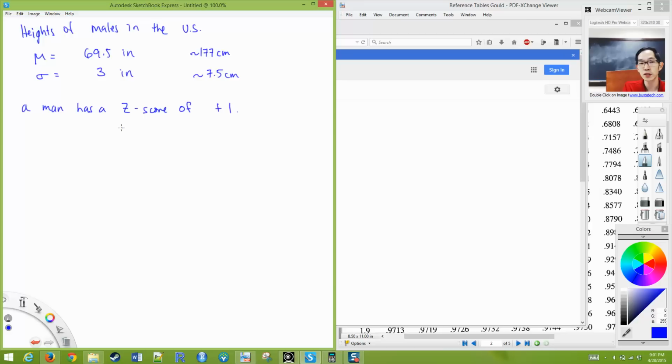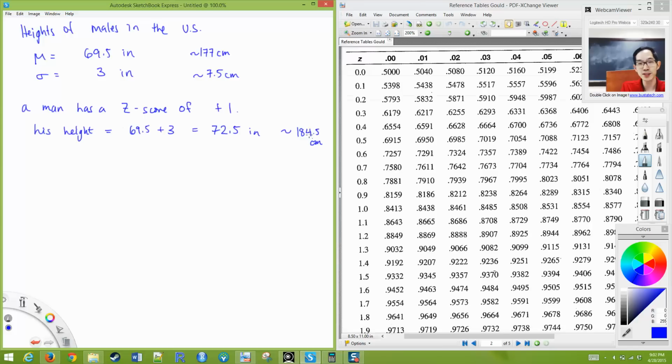All right, so someone has a z-score of +1. Let's talk about SAT scores. Did anyone here take the SAT? Yes, so some of you have. All right, so the SAT is a standardized test.